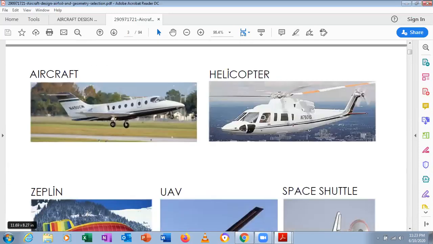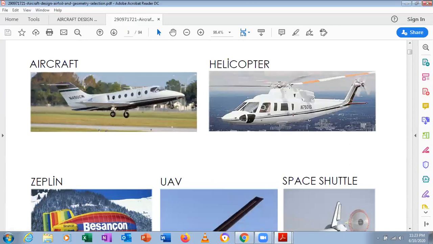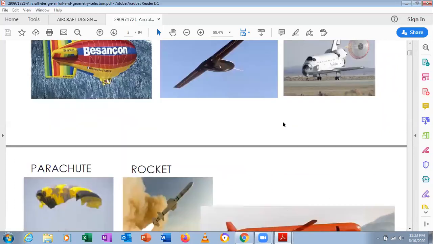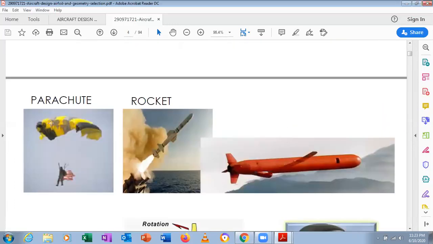You can see here in the helicopter, the rotor blades also have an airfoil shape. Also the Zeppelin, UAV, space shuttle, and parachutes. The parachute also has the shape of an airfoil, because it is streamlined, which gives a smooth flow, and it also gives lift. Already you know there is a pressure difference between the upper and lower surface, which makes the body lift. It is the same phenomenon, applicable to all devices in the shape of an airfoil. You can see that it looks like an airfoil.